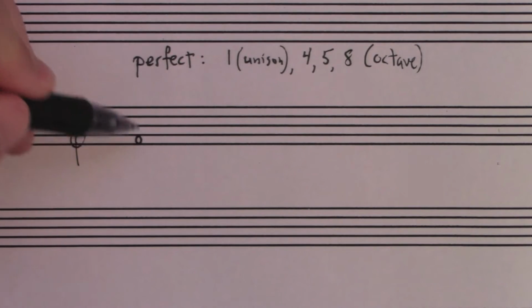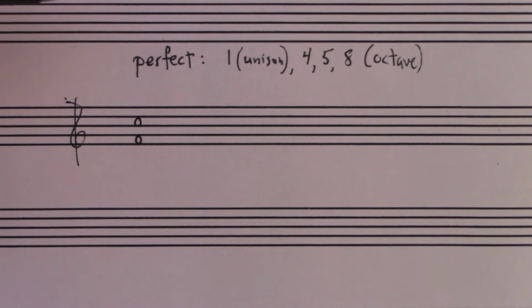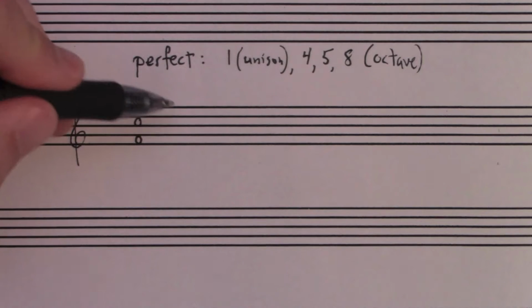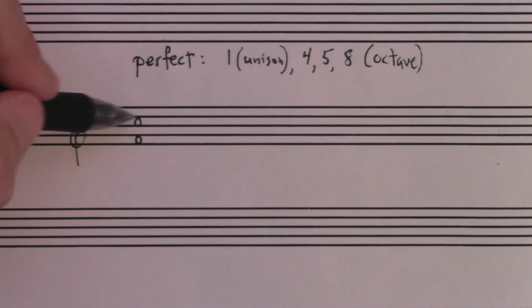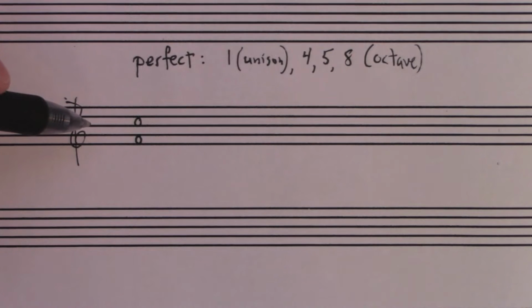Let's take an F, and a fifth above an F is a C. Remember the alphabet thing? F, G, A, B, C. 1, 2, 3, 4, 5. That's a fifth.